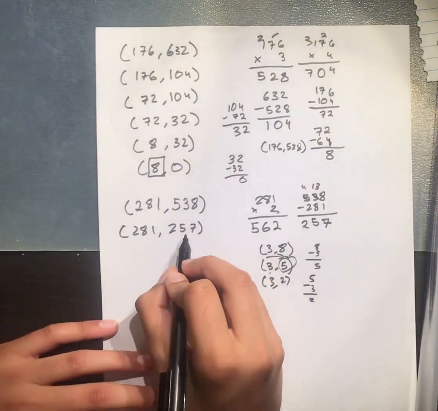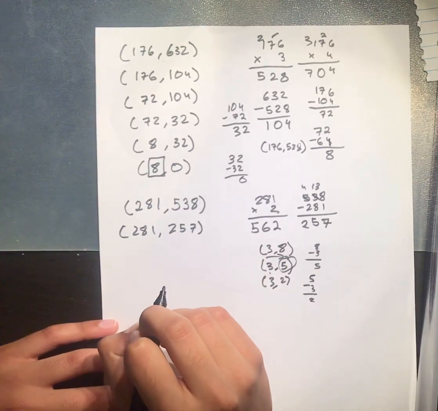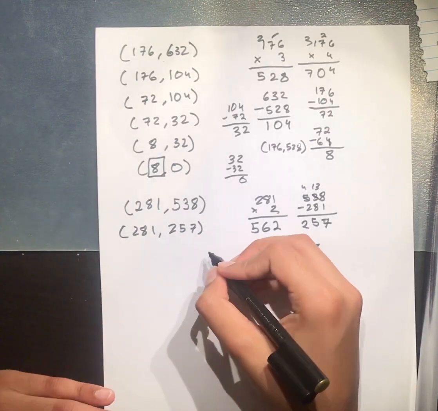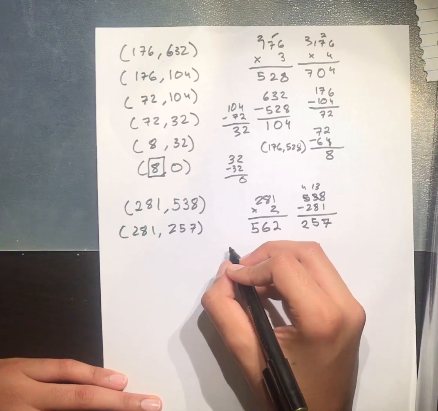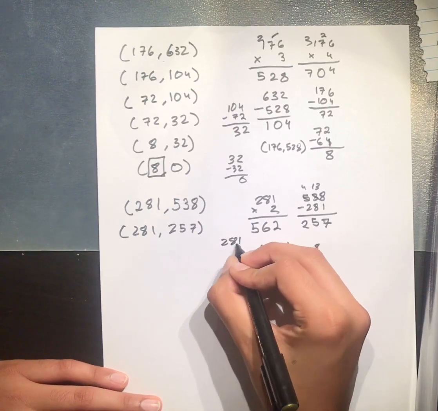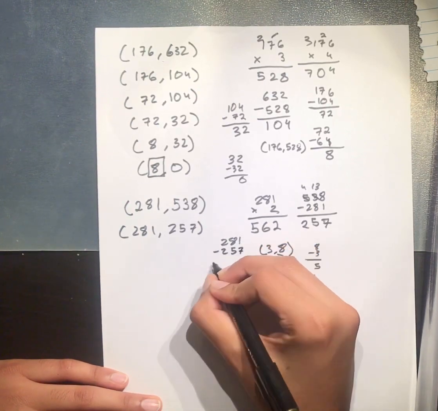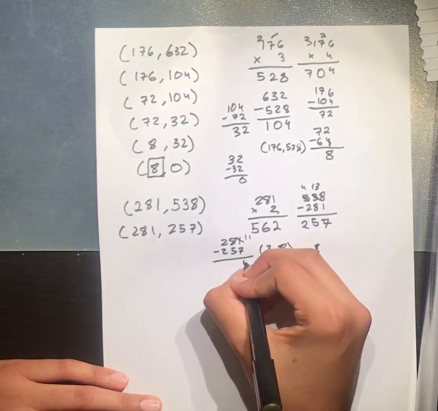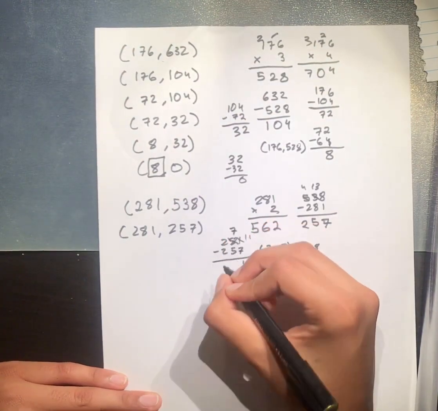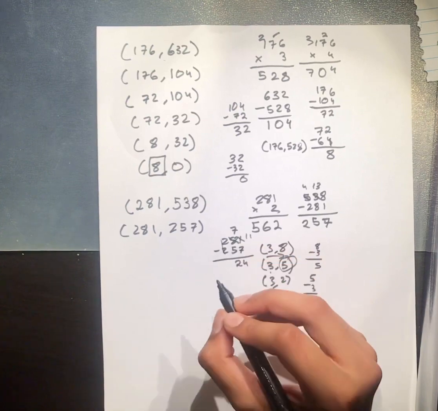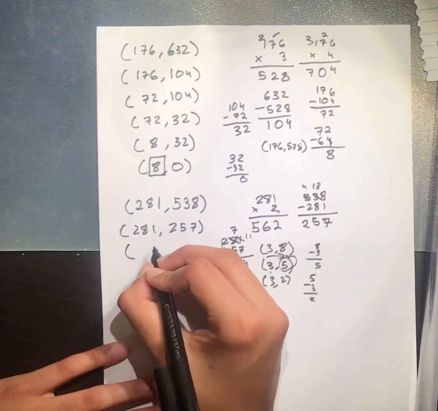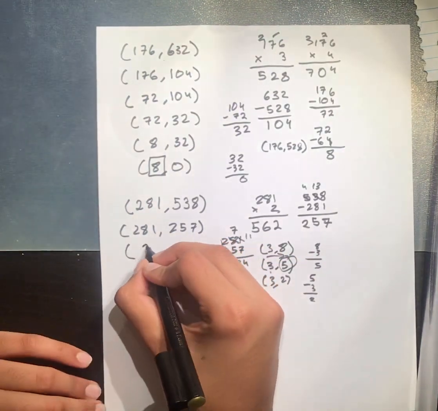So how many times does 257 go into 281? So we can find that 257 goes into 281 once. 281 minus 257 equals 24. And then these will cancel out. It leaves a remainder of 24.